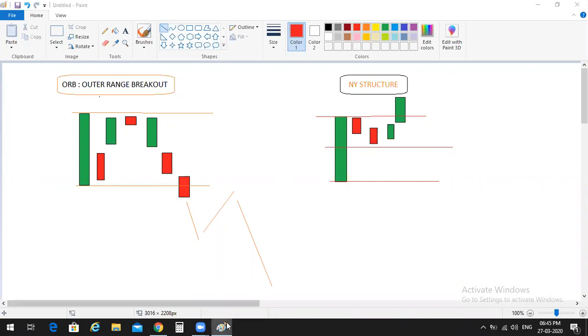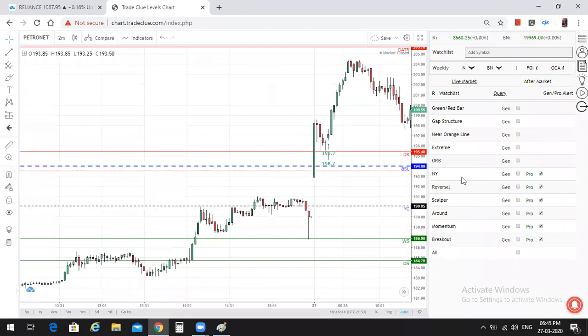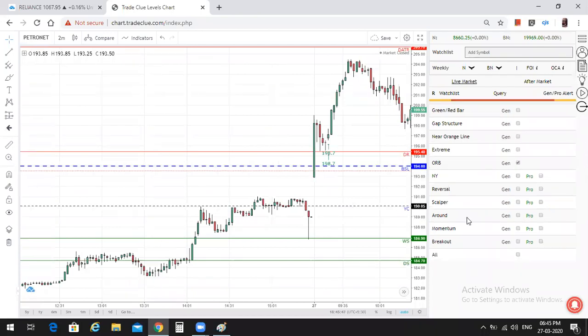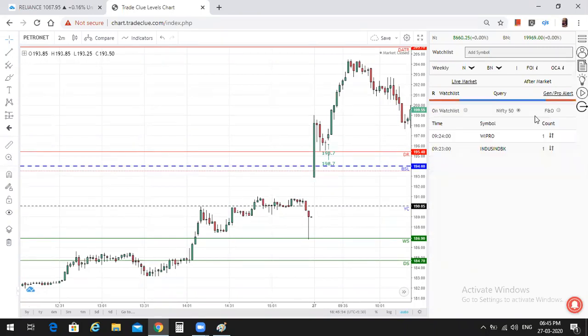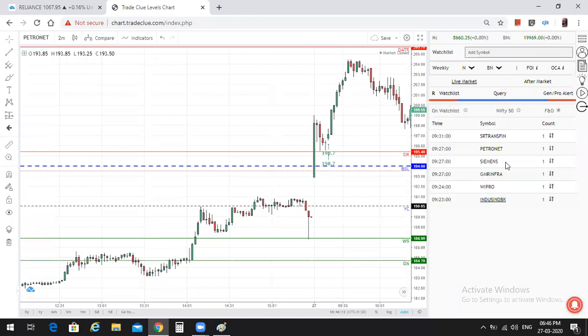Now quickly, just see in the query, I just removed all of this and I just want ORB. So I removed all the pro alerts and all, and I just want the ORB. Now you'll get many ORBs if they are there, but the problem here is I'm not interested in trading ORB, because if you see over here, this ORB doesn't have pro. NY has a pro. So this is a general strategy which can give you an alert. Over here, more or less they are the same right now.